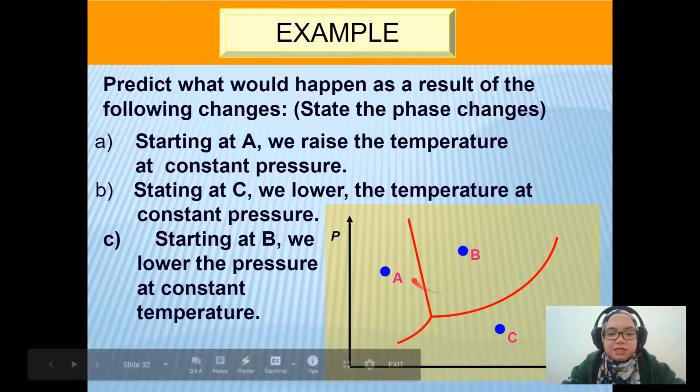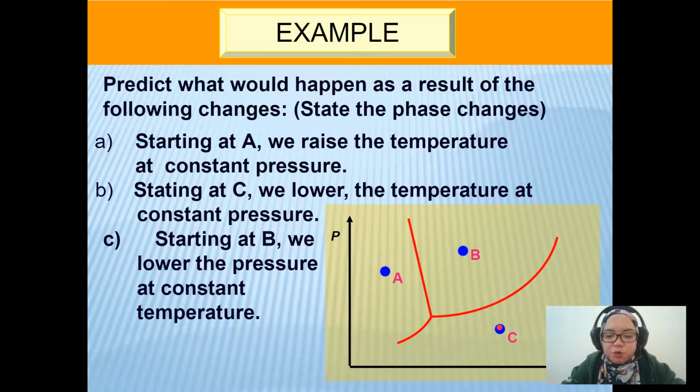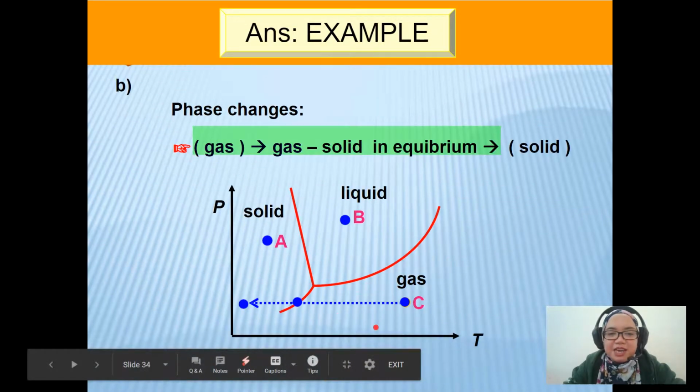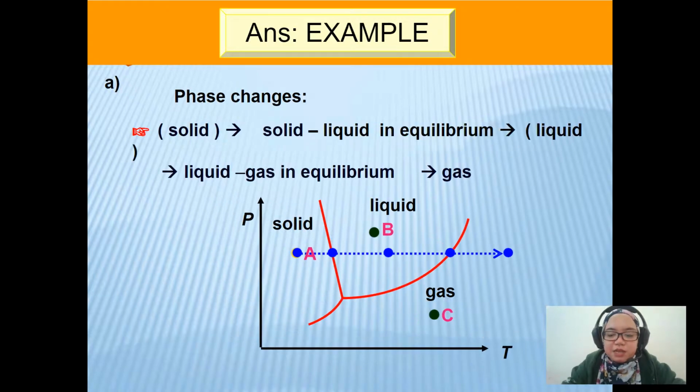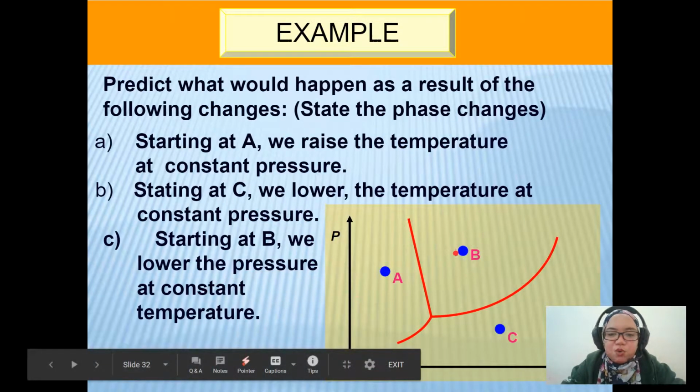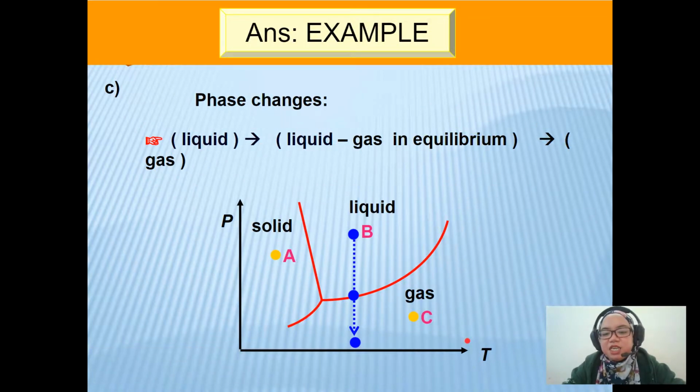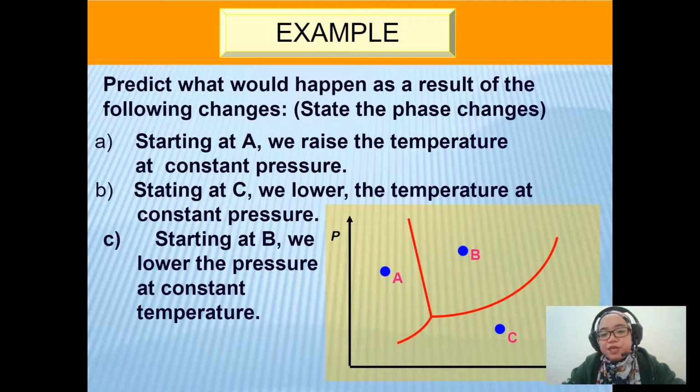Alright. So next, starting at C, we lower the temperature at constant pressure. Constant pressure but lower temperature. So C, from gas, through the solid-gas equilibrium line, to solid. Right? Yes, true. Okay, then, starting at B, we lower the pressure at constant temperature. So, now temperature is the same, we lower pressure. So, from liquid, through the liquid-gas equilibrium line, to gas. Right? Yes, those are the phase changes. So, hopefully you can understand how we read this phase diagram. Okay, that's all for today.